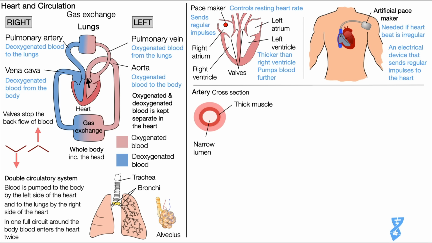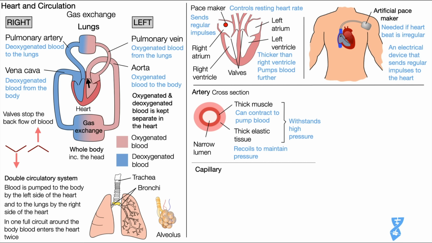There's a thick layer of muscle around the artery, and this can contract to pump blood. And we also have a thick elastic tissue layer as well. This recoils, in other words, springs back, and that maintains the pressure in the artery to keep the blood flowing. The thick muscle and the thick elastic tissue also withstand the high pressure that is found in arteries.